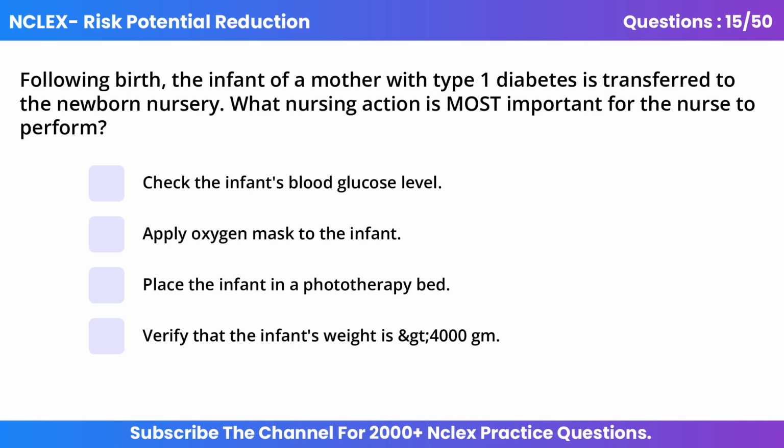Question 15. Following birth, the infant of a mother with type 1 diabetes is transferred to the newborn nursery. What nursing action is most important for the nurse to perform? A. Check the infant's blood glucose level.